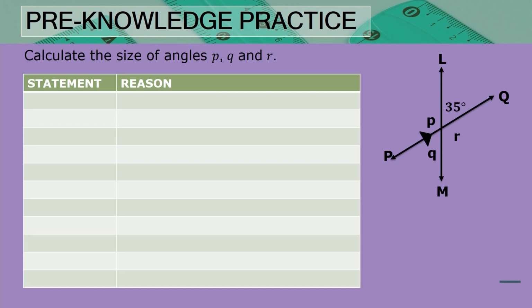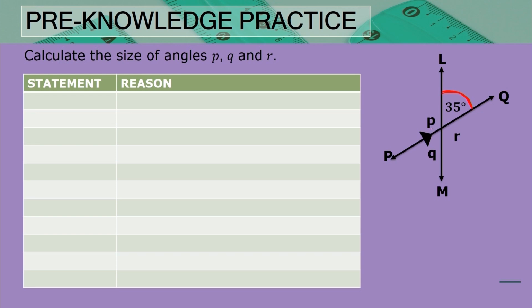Before we start, I need to emphasize that all our diagrams have straight lines, unless otherwise stated. As we can see there, we have been given unknown angles P, Q, and R. We need to calculate the values of those three angles. As a given angle, we have been given the value of 35 for that angle over there. Let's see how we can calculate the values of P, Q, and R.